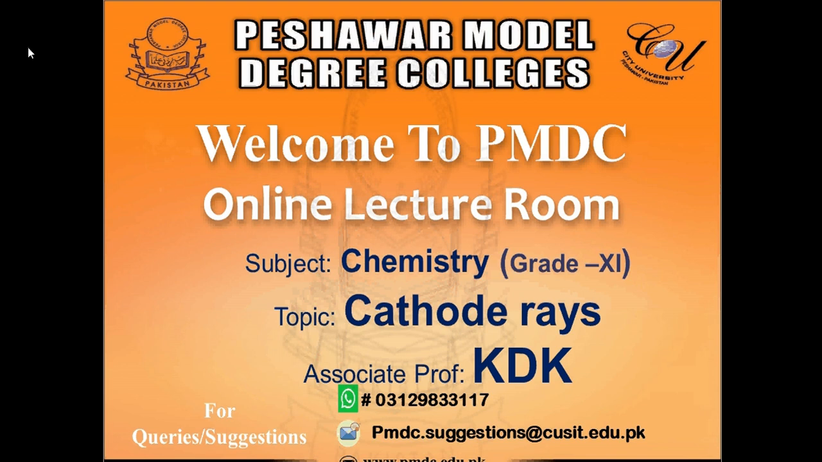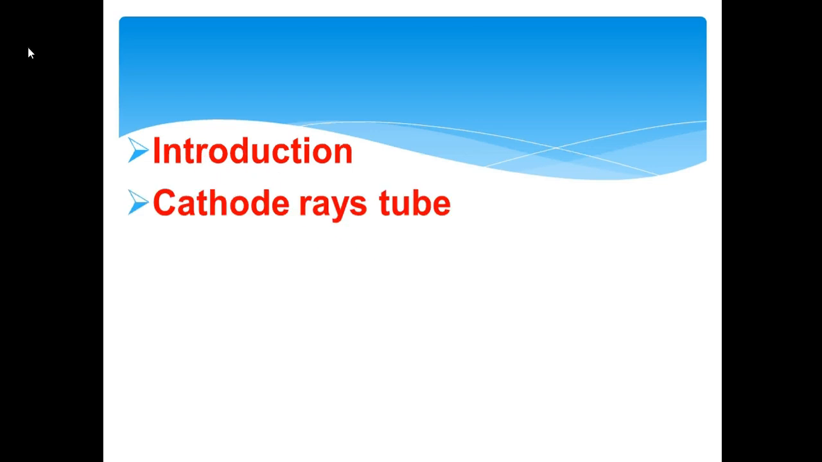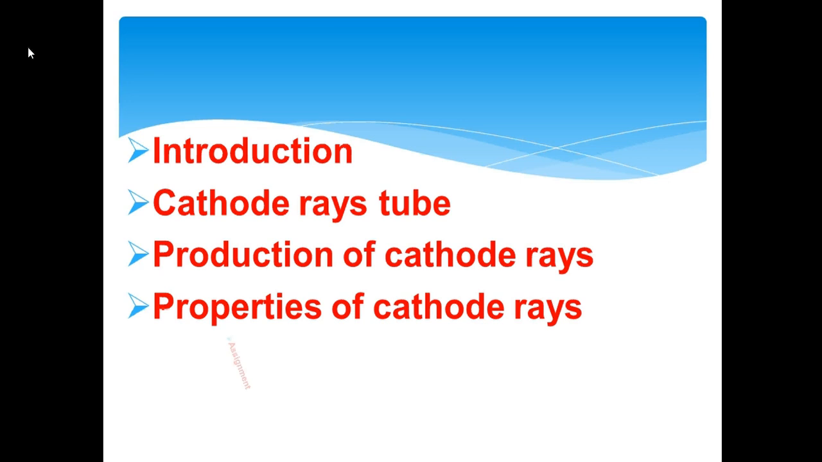Today we are going to discuss the topic cathode rays. This topic is present in chapter number 2 named Atomic Structure of grade 11 chemistry book. This topic includes introduction of cathode rays, cathode rays tube, production of cathode rays, properties of cathode rays, and assignment. Let's start from introduction.